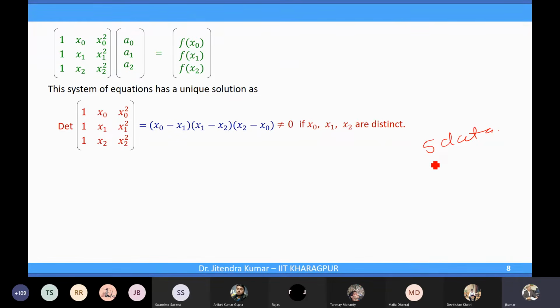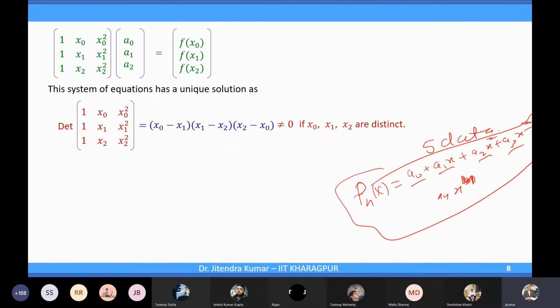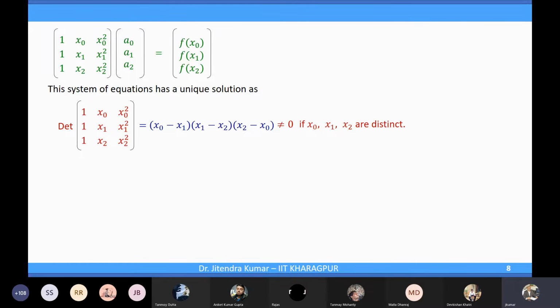Assume a polynomial of degree 4: a0 + a1 x + a2 x square + a3 x cube + a4 x to the power 4. So we will create this polynomial p4(x), and then we will get those 5 equations in these 5 unknowns a0, a1, a2, a3, a4, and then we will have a similar kind of Ax = b, which we can solve, and we get the polynomial.